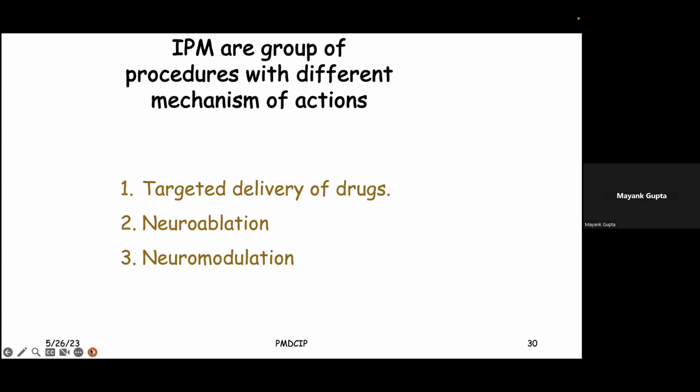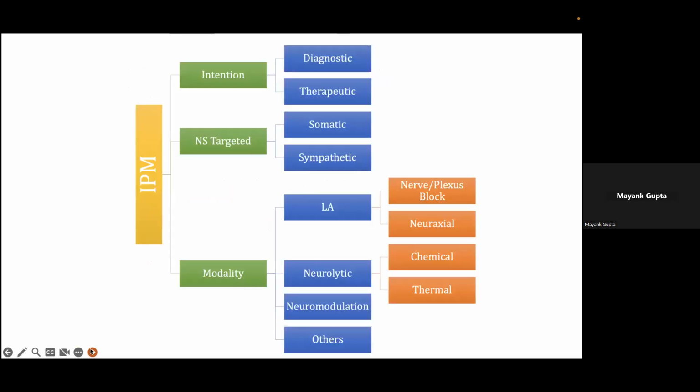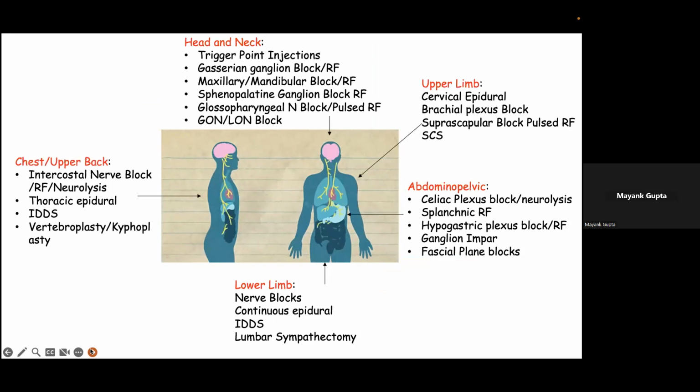We can classify them on the basis of mechanism of action. It may be targeted delivery of drugs, or the ablation of nerves, which we call a neuroablative procedure, or modulation, which we call neuromodulation. They may be classified on the basis of intention: whether it is to diagnose a particular pain condition or the pain generator, which we call a diagnostic block, or a therapeutic block, where we give local anesthetics, alcohol, or phenol, or do radiofrequency ablation. They may also be classified on the basis of which part of the nervous system they target, whether the somatic or the sympathetic nervous system. And the modality I have already discussed: a targeted delivery of drugs, or a neuroablative or neuromodulation procedure. A number of interventions are available for cancer pain in almost all parts of the body.